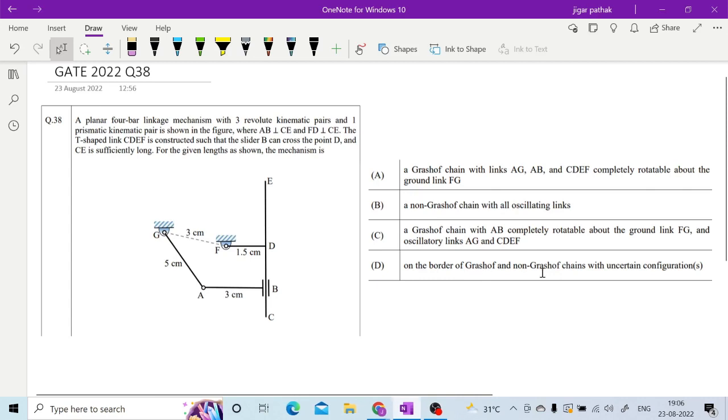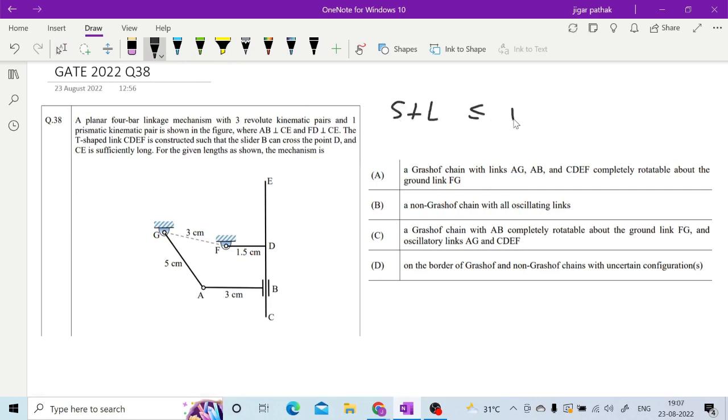See, what we have discussed is all the turning pairs were there, where we have classified Grashof links and different mechanisms based on Grashof's law of S plus L less than or equal to P plus Q. So whatever we have discussed in this Grashof's law, at that particular instance, all the four pairs were turning pairs. While here you are having 3 revolute kinematic pairs and 1 prismatic kinematic pair, right? So one is sliding, and the other 3, this 1, 2, and 3, are revolute pairs, while this particular one is a sliding pair.